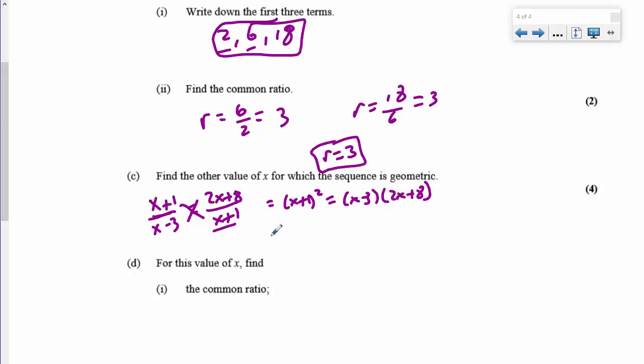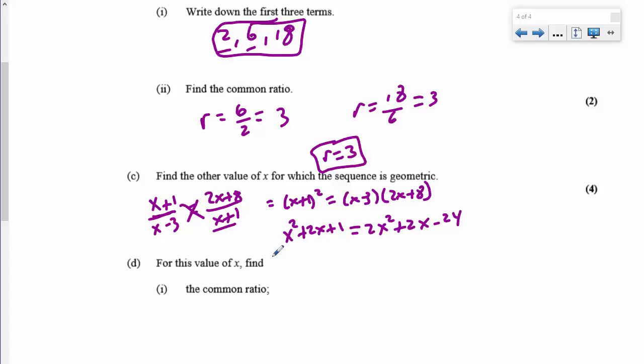x plus 1 squared, okay? So that's x plus 1 times x plus 1. That's going to be x squared plus 2x plus 1. We got this times this, so this is going to equal 2x squared, plus 8x and minus 6x, so plus 2x. And then negative 3 times 8 will be negative 24. This is equal to this, and we just solve it for x.